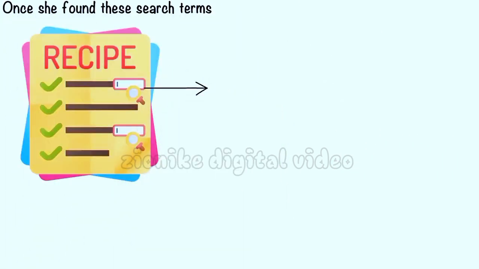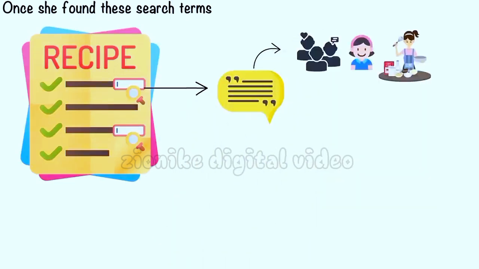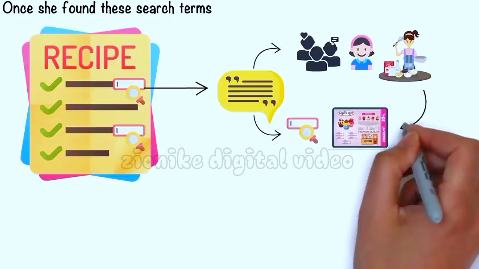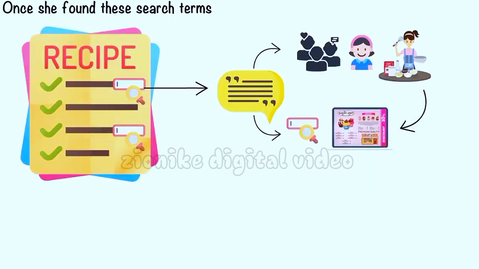She started off by providing an introduction to the recipe. With this, she could provide an engaging beginning to her story, like how the dish reminded her of her childhood and enabled her to naturally include the search terms into the blog. She also included these keywords in the actual recipe as well.